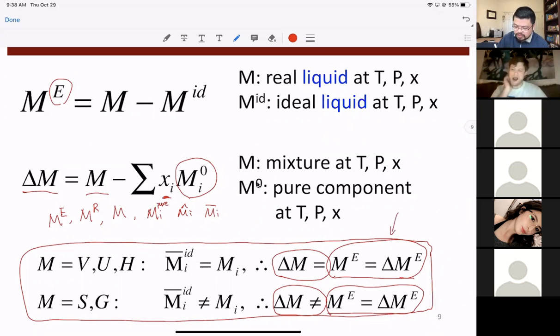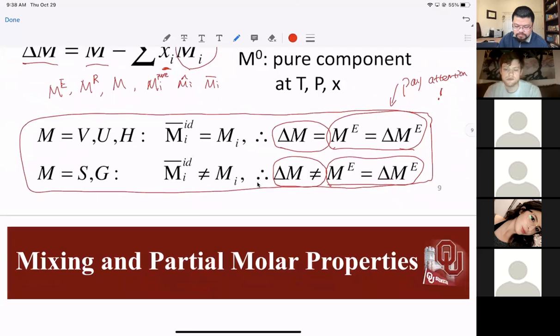So for this slide, pay attention. Do not assume that we are able to replace the mixing property always by the excess property. Otherwise, there's no need to introduce the mixing property calculation as a separate topic. Okay. That makes sense.